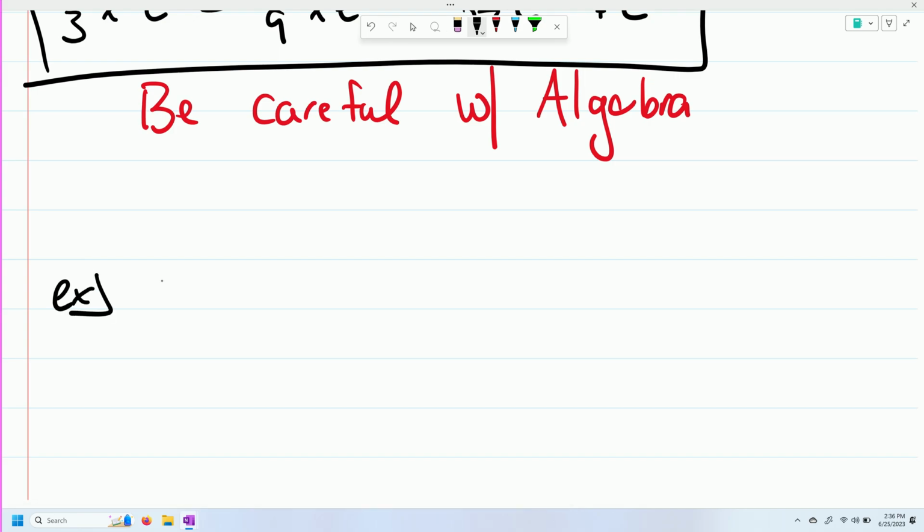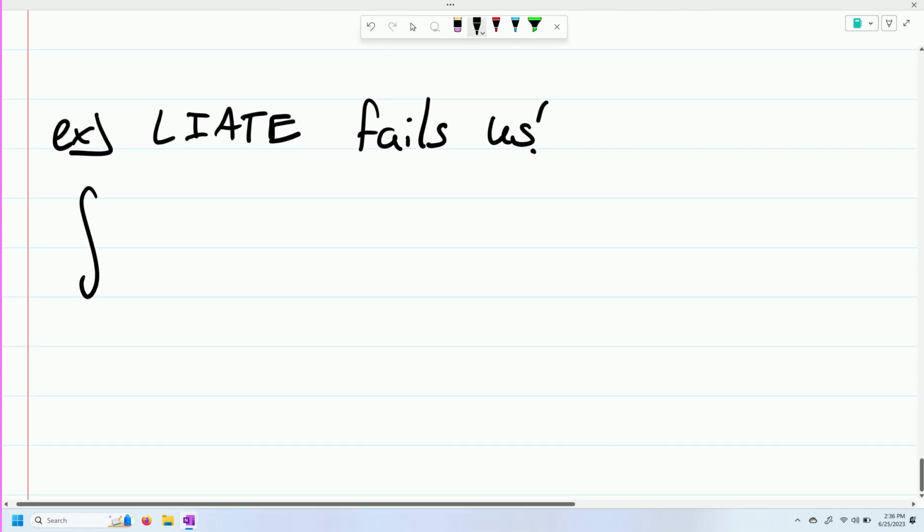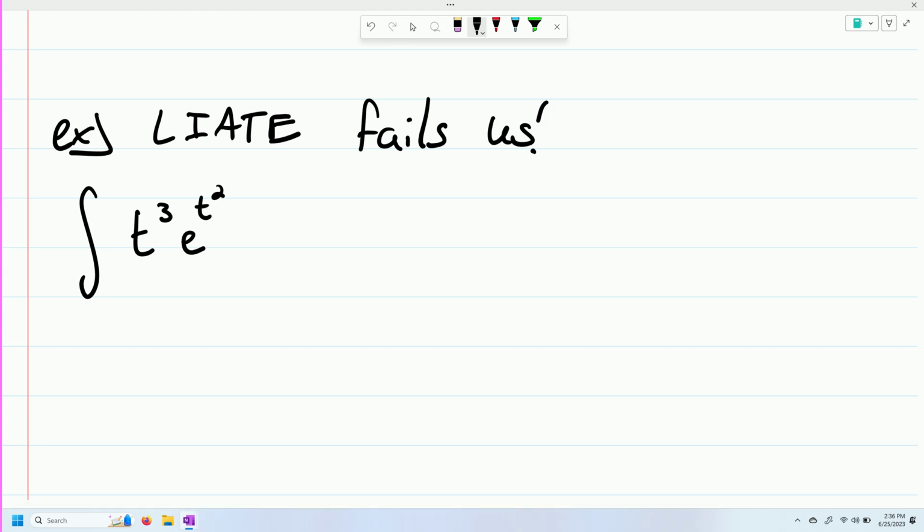And in this case, this is where LIATE actually fails us, okay? So if we wanted to integrate t to the third times e to the t to the second dt. So very similar problem to what we just did. I mean, it's extremely similar, all right? But watch how this fails. So if we just take LIATE for granted, let's just say, okay, this is what it is, and it works 100% of the time. Watch what ends up happening.